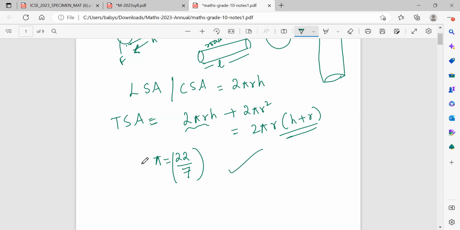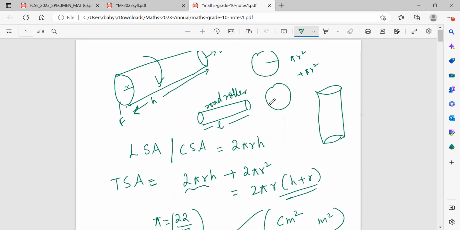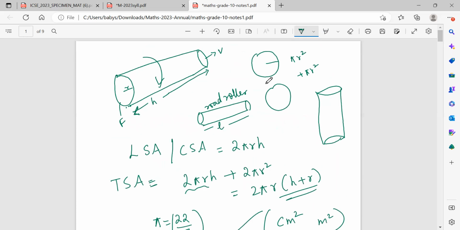That's as far as LSA and TSA are concerned. And of course, remember the unit, centimeter square, meter square. You also have to keep in mind the conversion. Let's say the height is in meters and the radius is in centimeters. You should know the conversion appropriately. 1 meter is 100 centimeters and 1 meter square is 100 into 100, which will be 10,000 or 10 power 4 centimeters square. You need to know this in conversion. Suppose the radius is in one unit and the height is in some other units.